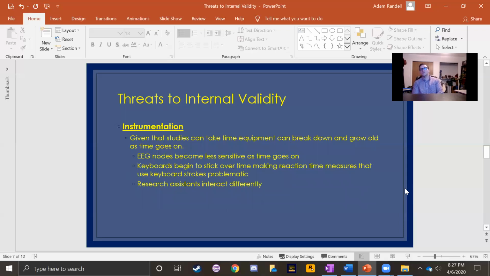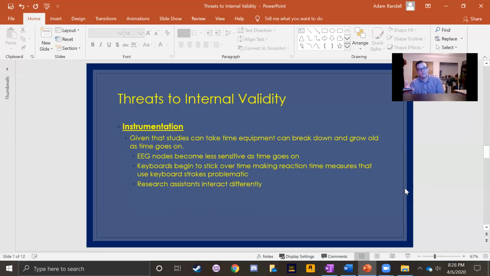Instrumentation. Things wear out. And even if we think of research assistants, even though, no, they're not instruments, right? They're not objects, but they are an aspect of data collection. And no two research assistants are identical, all right? EEG nodes for EEG physiological measures, keyboards for reaction time measures, research assistants, different research assistants. Those individuals and instruments involved in collecting data break down and change over time.